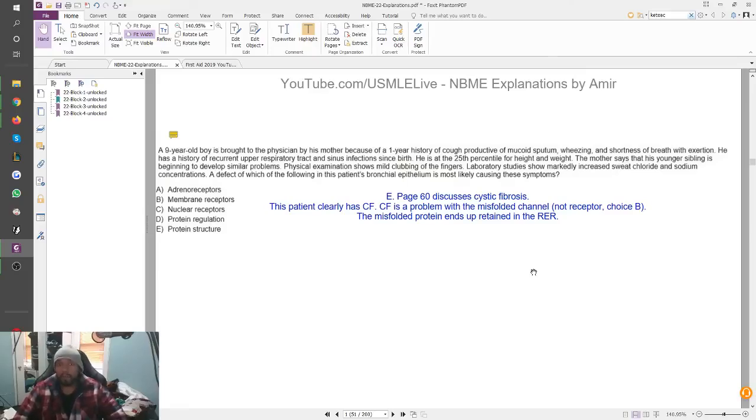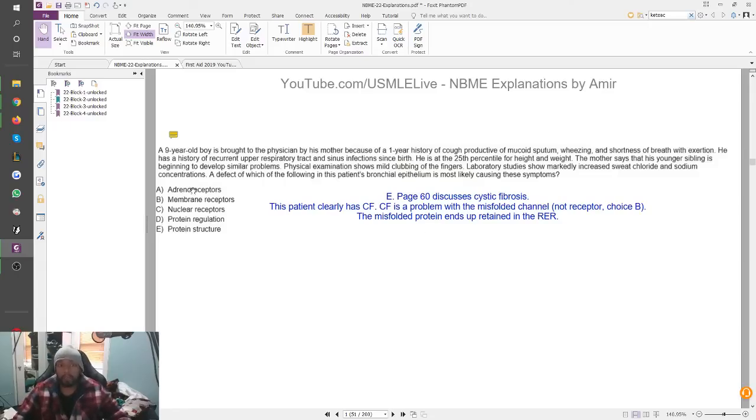And then they confirm cystic fibrosis by telling you that the lab studies show markedly high sweat chloride and sodium. A defect of which of the following in the patient's bronchial epithelium is most likely causing these symptoms? Right? You look at all your answer choices, and this is basically asking you the pathophysiology of cystic fibrosis, and it's due to protein structure. Right? You don't make a good channel protein. It's messed up structure. The misfolded protein ends up being retained in the RER.